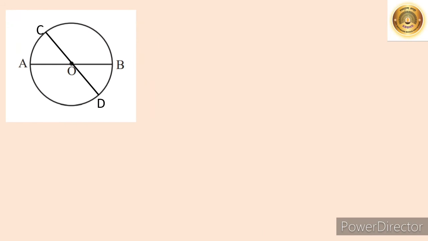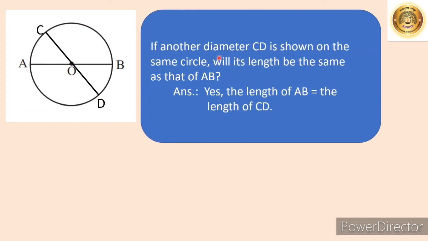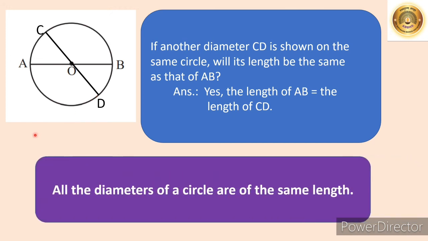So here is a circle which has diameter AB and diameter CD. If another diameter CD is shown on the same circle, will its length be the same as that of AB? Yes, the length of AB is equal to the length of CD. So what have you learned? All the diameters of a circle are of the same length.